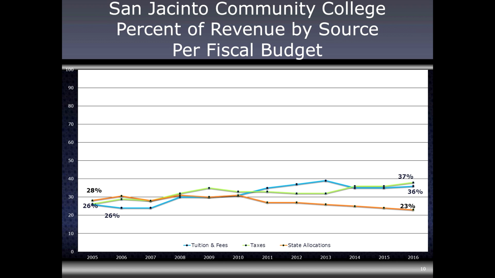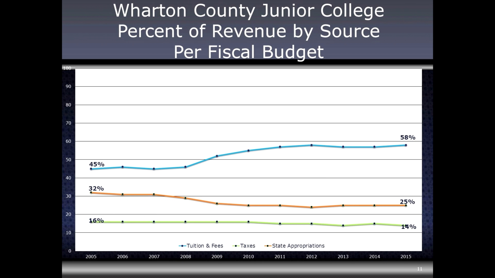And so for San Jacinto College, the breakdown's very similar to the state average, except we have about 4% of auxiliary services. Now, this one looks quite different, as you can see, because we're so heavily dependent on other sources, and that would be tuition and fees. So you can see the variance in community colleges.